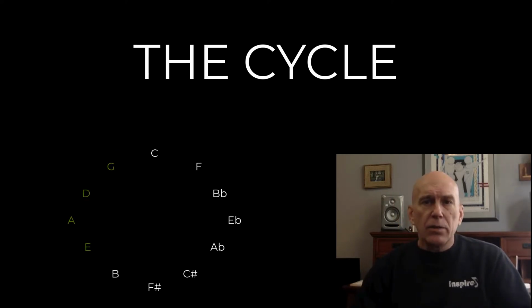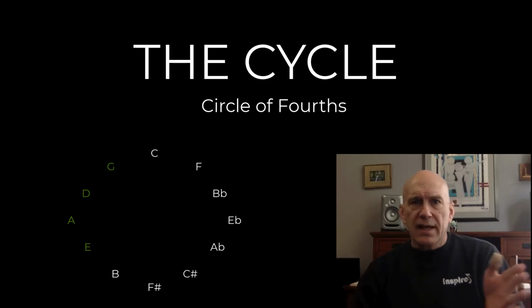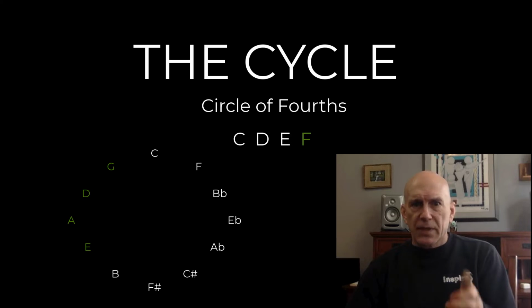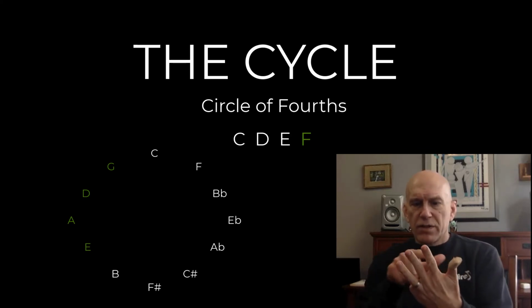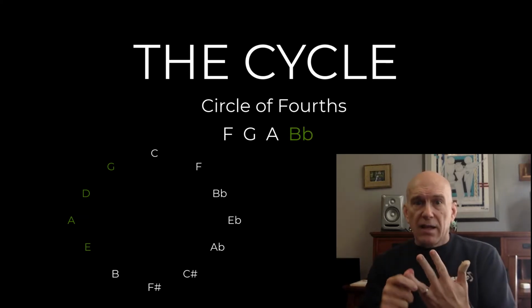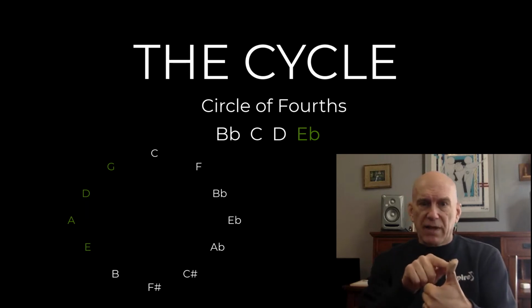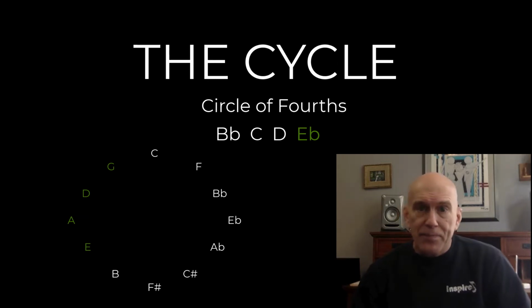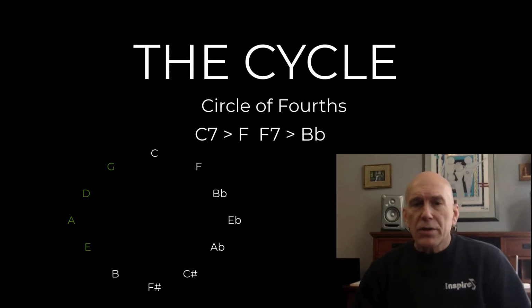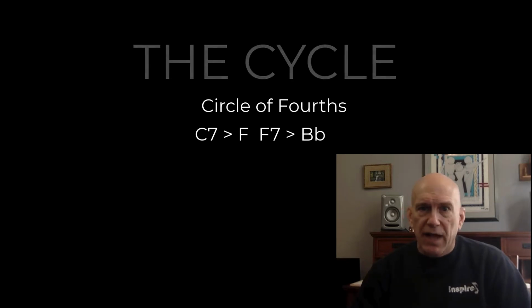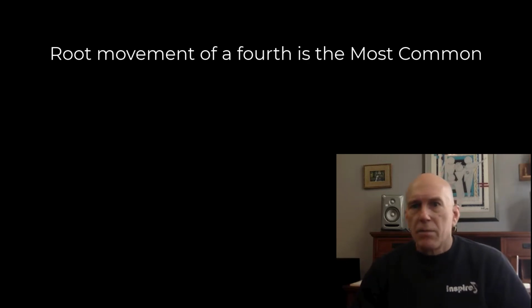I call it the cycle, but I think of it as the circle of fourths because the next key is always 4 notes in, right? So it's C, D, E, F, 4 notes into the C scale, and you get to F. Then if you go to the F scale, F, G, A, B flat. And if you go to the B flat scale, it's B flat, C, D, E flat. So we're just working our way around the cycle, and it'll go the whole way around like that. So that just makes sense to me. Also, the C7 resolves to the F. So the C7 is the 5 chord to the F, and the F7 resolves to the B flat. So the root movement of the 4th is the most common in our culture.